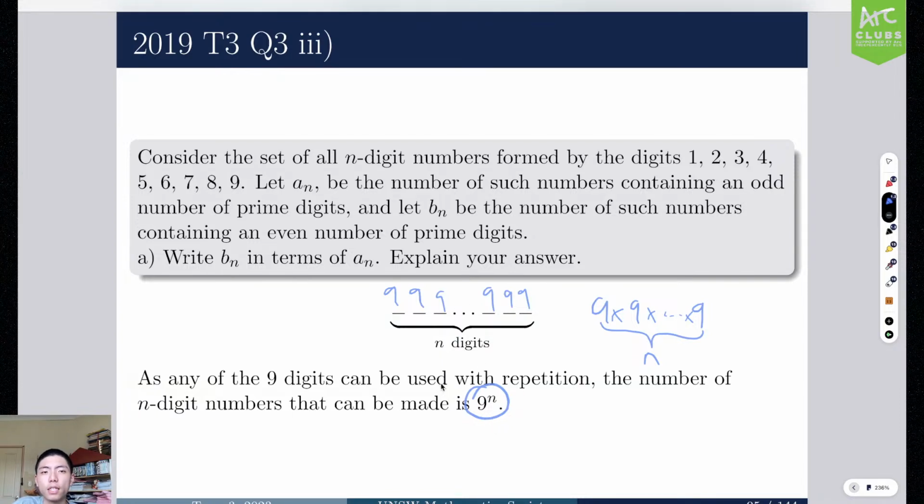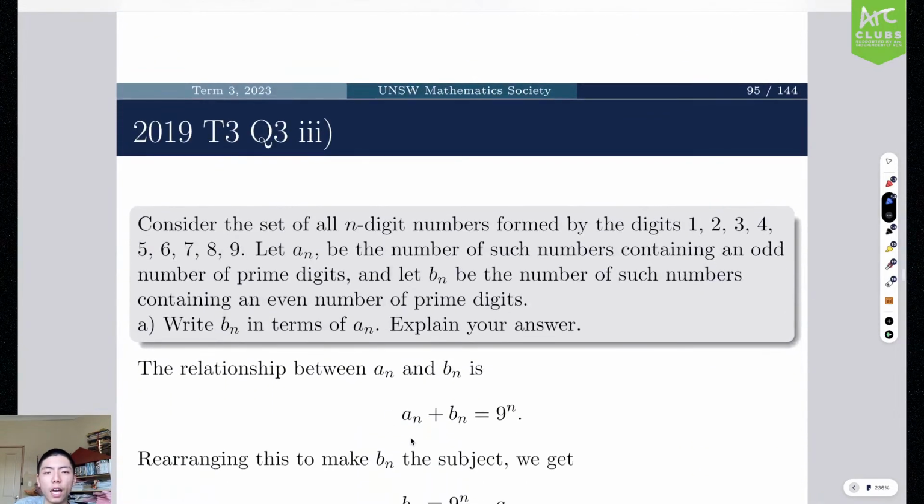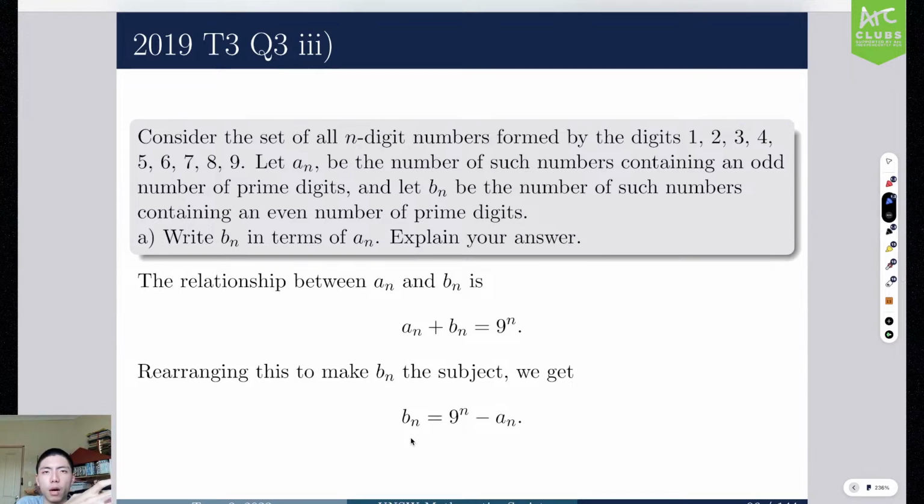So we know that the total is 9 to the power of n, and the total consists of An and Bn, right? Because it was either an odd number of prime digits or an even number of prime digits. So they must add up to equal 9 to the power of n. If it adds up to 9 to the power of n, and we need to write Bn in terms of An, then that means that we will just make Bn the subject of the above equation, and we get a final answer of 9 to the power of n minus An. So remember, this is the total, this is the odd number of prime digits in the n-digit number, and this is the even number of prime digits in the n-digit number.